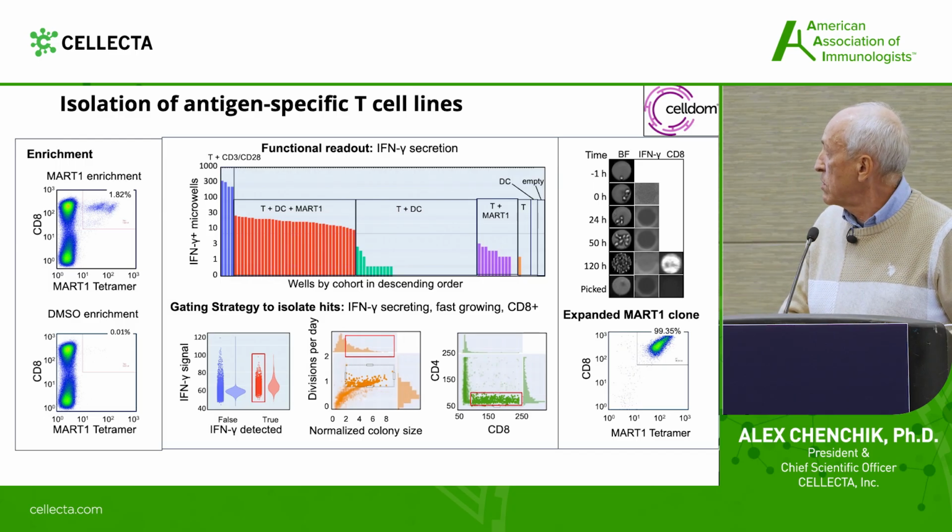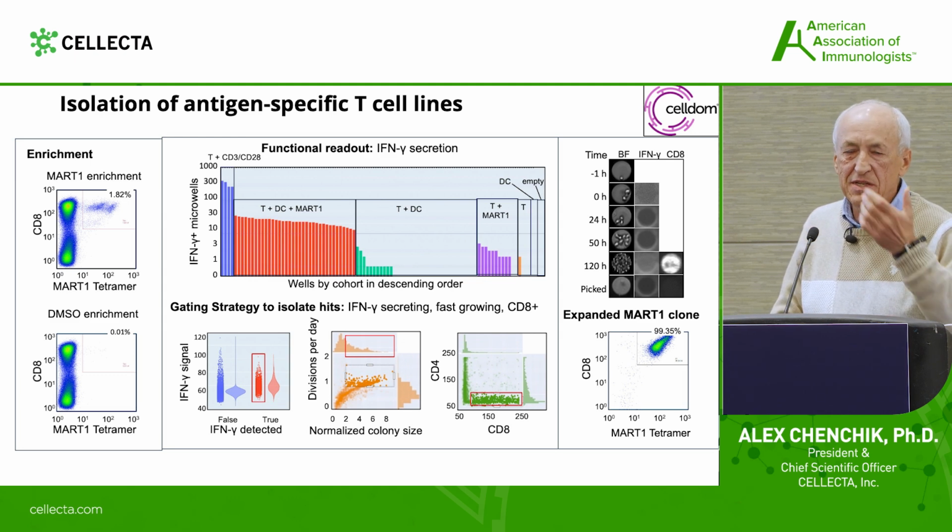This one on the right shows how it looks, real data on the machine. And you can see here's the beginning, it's one cell. When you load both of them, 2 cells, you select the well where you have 1 antigen-presenting cell and 1 T cell, and after that you watch how they grow, clone. And you see here the interferon gamma signal, which you can see on the border of the well. And here's the CD8 staining at the end in order to select the wells with the CD8 cells.